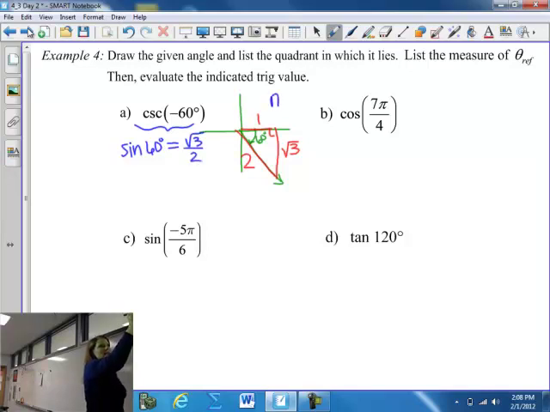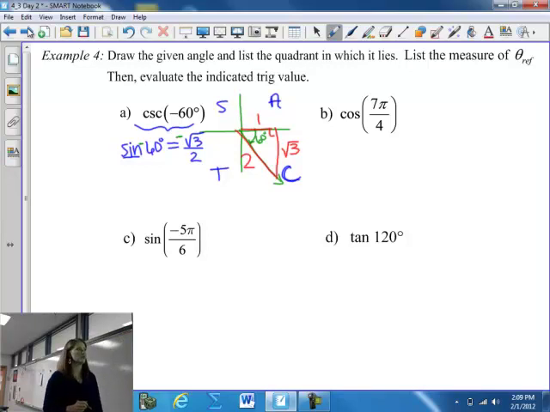Now, think about your signs: All Students Take Classes, Ants Steal the Cookies. I got stuck, I was talking and writing at the same time. Okay, we're in the cosine quadrant, which means that the sign will be negative. So the answer for the sine of negative 60 is negative root 3 over 2. But I need the cosecant.